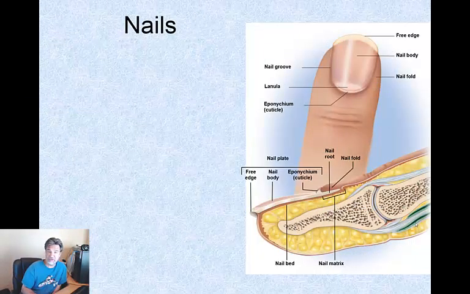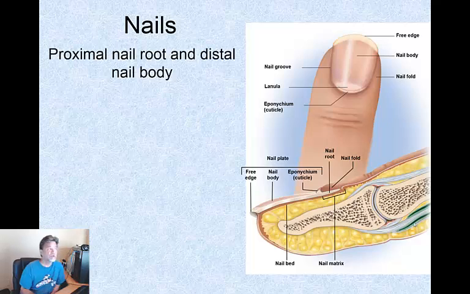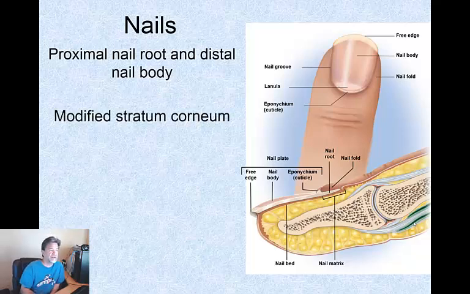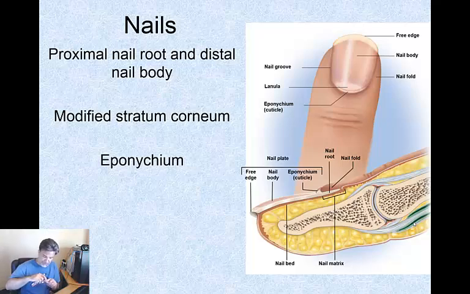Finally, the last accessory structure we're going to talk about in the skin is the nails, and you have a proximal nail root right here, and then a distal nail body. So the proximal nail root's closer to the point of attachment, and then the distal nail body. There's a modified stratum corneum, and that's what the nail is. It's just like the outer layer of your skin, but it's got a few more deposits in it that lend to it being hardened. The eponychium is this border around the upper surface of the nail.